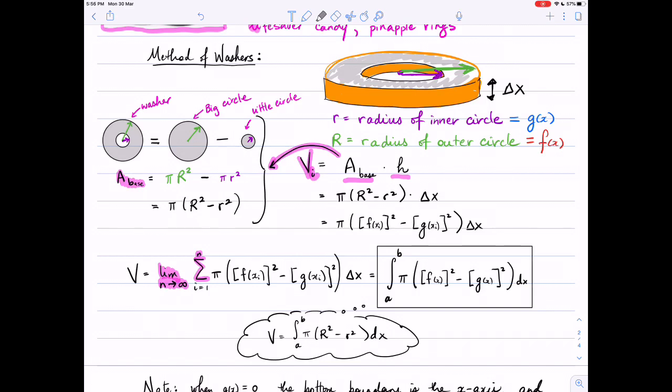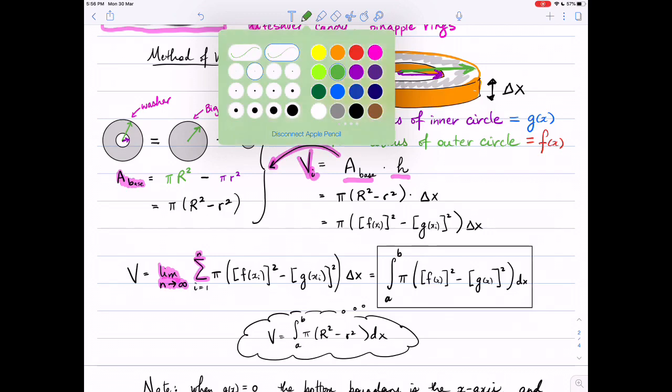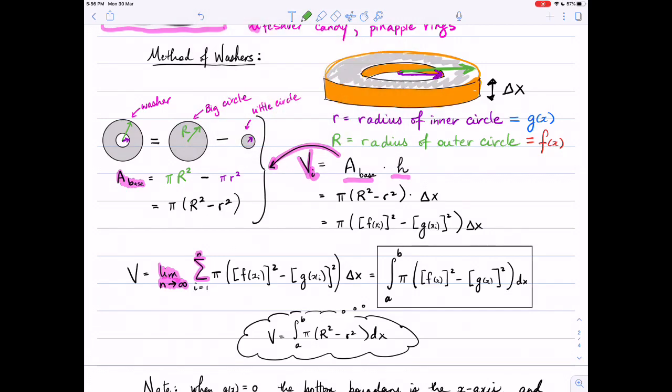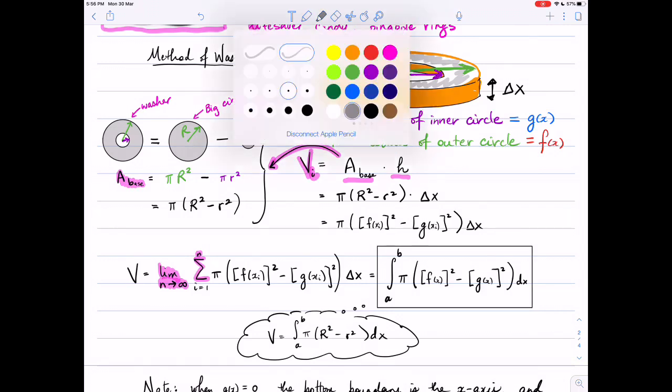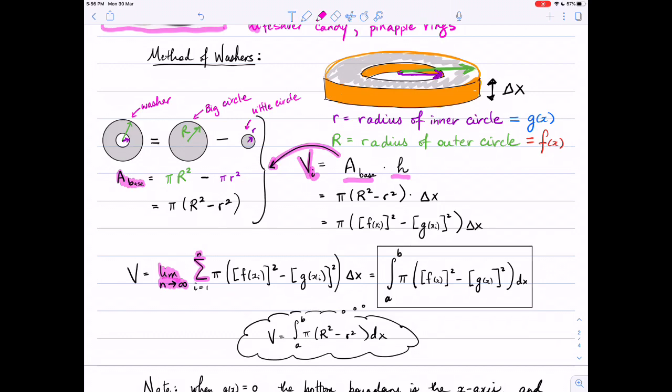So if we say that the big circle has radius big R and the little circle has radius little r, then when we do this subtraction, we have pi big R squared minus pi little r squared. And so if we factor out the pi, we get pi times big R squared minus little r squared, and that is the area of the base.